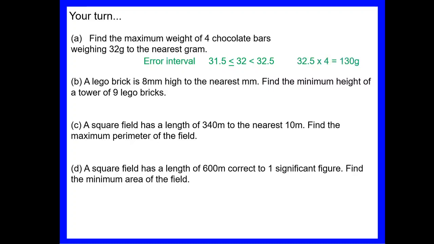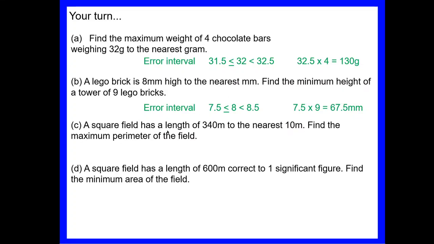to get 130 grams. Our Lego brick then is 8mm to the nearest millimetre, so we need half a millimetre. Adding and subtracting half a millimetre gives us 7.5 is less than or equal to 8, which is less than 8.5. We want to find the minimum height of a tower of 9 bricks, so we take the smallest number, 7.5, times that by 9, and that gives us 67.5 millimetres.